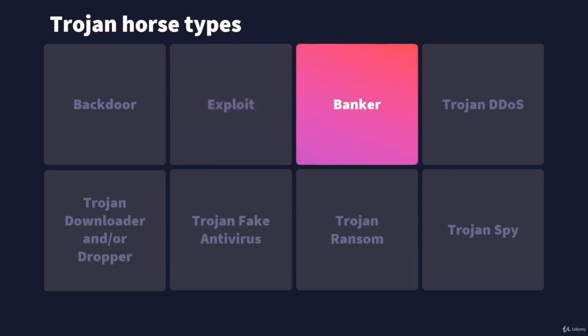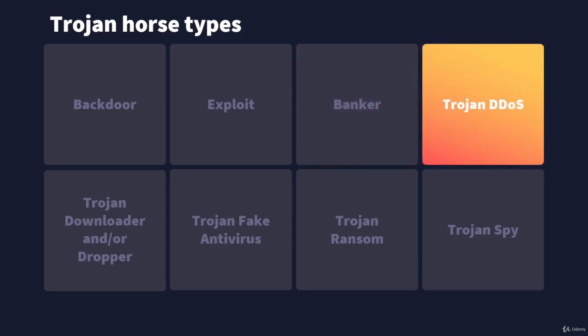Next on our list is the Trojan banker, which, as you already probably guessed from the name, is designed to steal credit card information or the credentials for online banking systems. Yet another type is the Trojan distributed denial of service, or Trojan DDoS, which is used to conduct denial of service attacks against targeted web applications. You will learn more about denial of service attacks in another lecture.